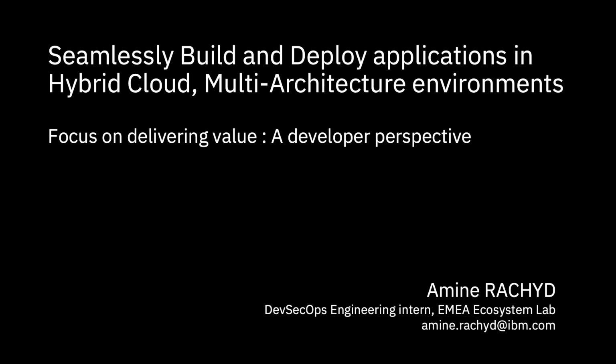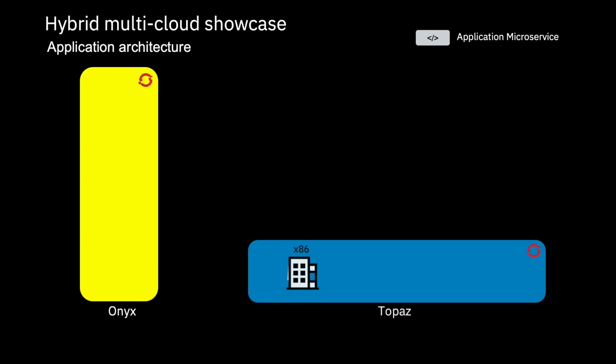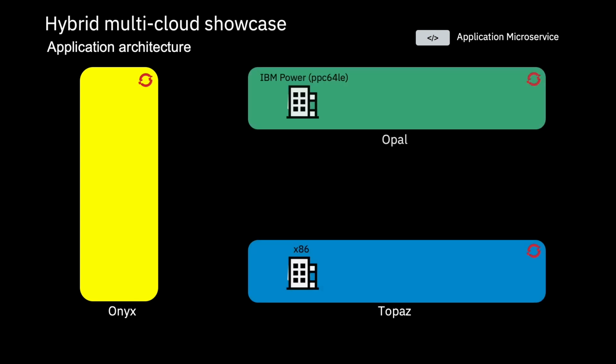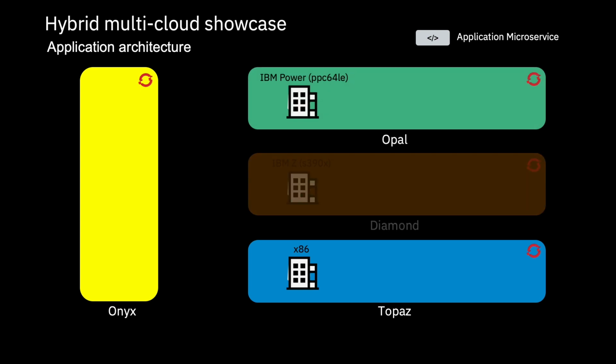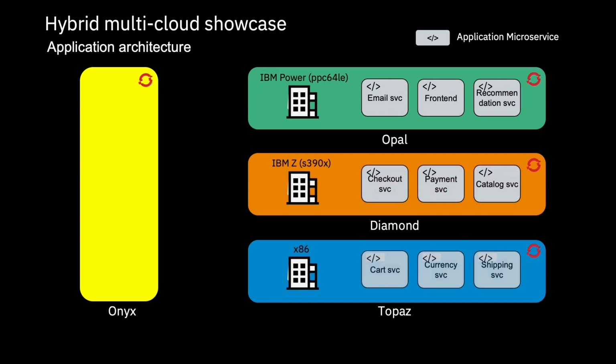We will be working, as mentioned earlier in this series, in a multi-cluster environment. 2 x86 clusters, named Onyx and Topaz, an IBM Power cluster, named Opal, and an IBM Z cluster named Diamond. The end goal is to have an application distributed on all the different clusters.